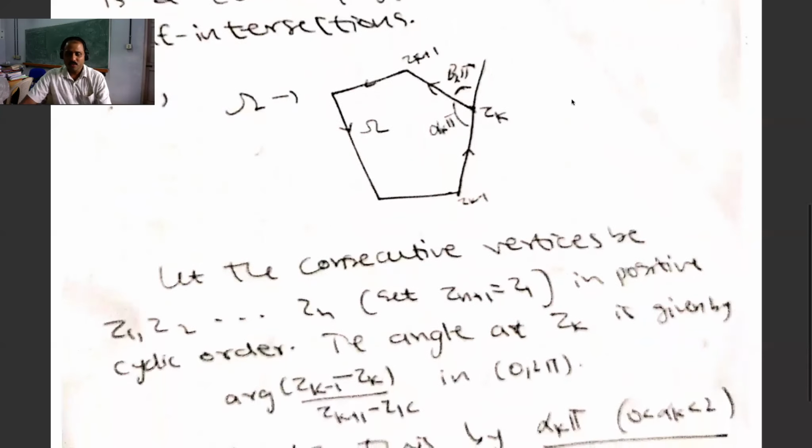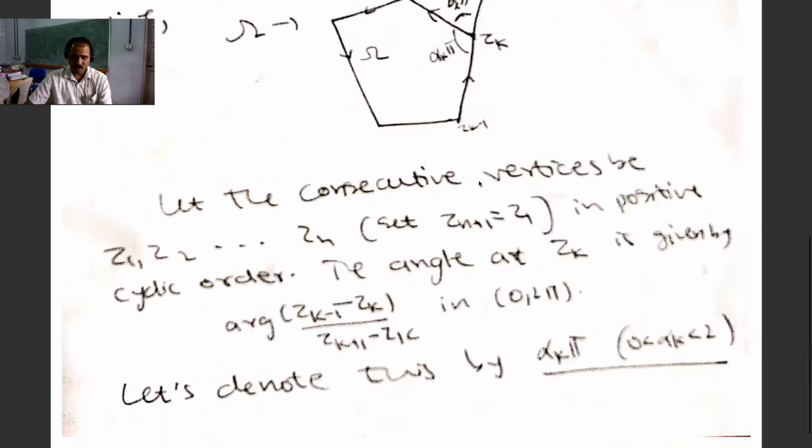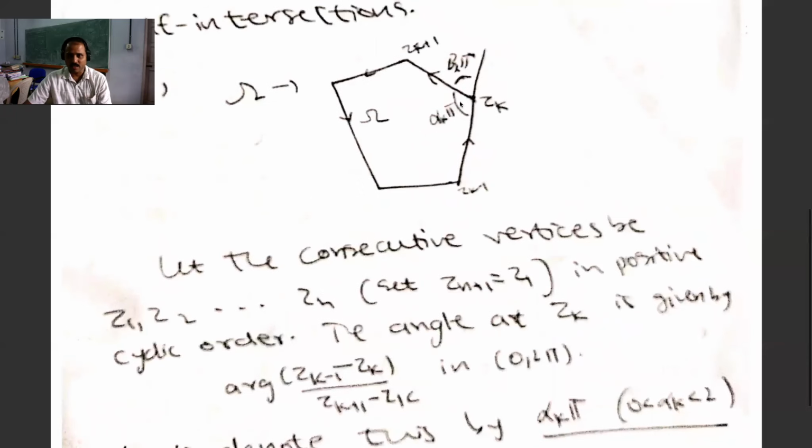First we assume that the vertices of this polygonal region are denoted by Z1, Z2 up to Zn, and at a vertex Zk, you have an interior angle and an exterior angle. The interior angle is denoted by alpha k pi, and the exterior angle by beta k pi, with the obvious condition that beta k is 1 minus alpha k.